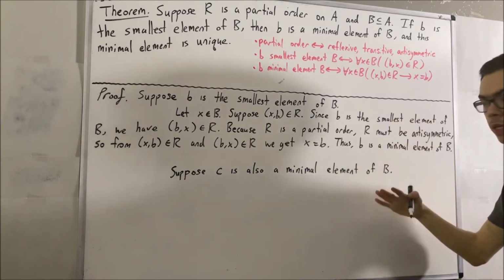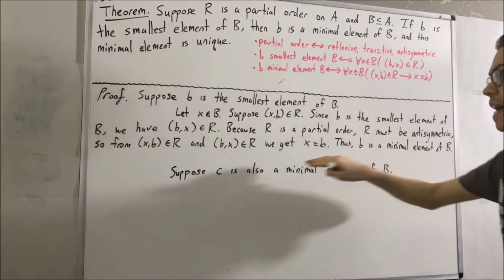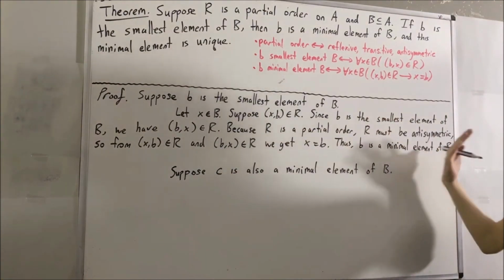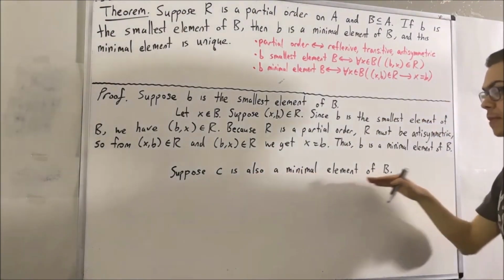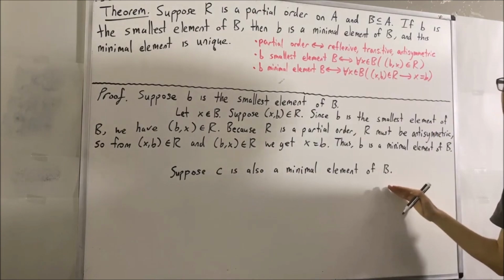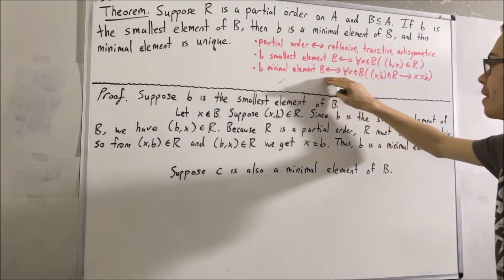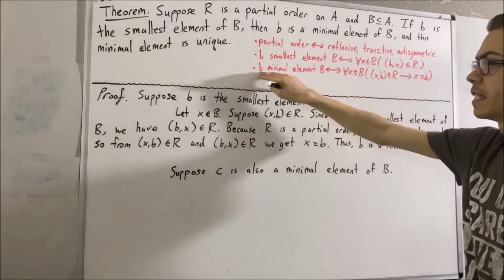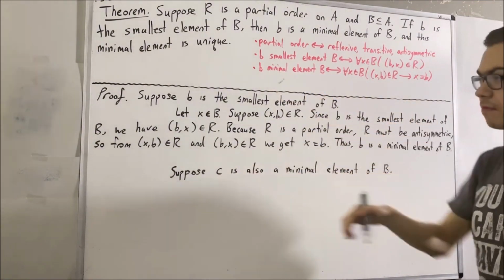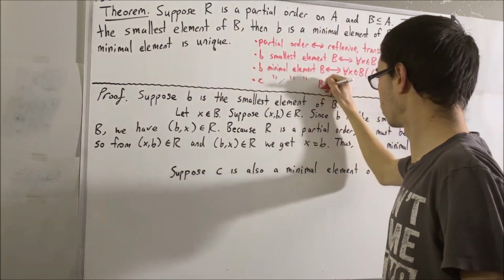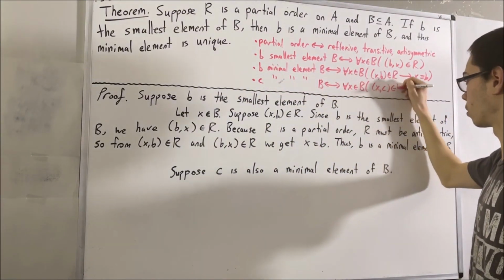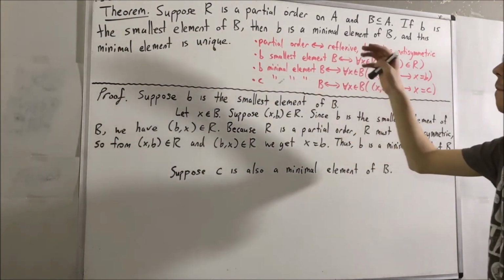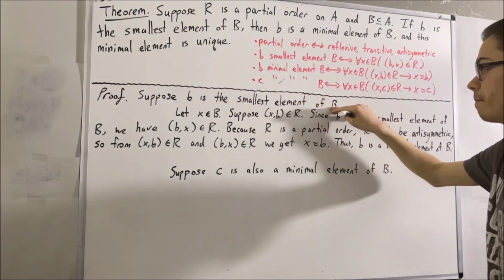Our whole goal now is to deduce that b and c are equal. But before we get into that, what does it mean for c to be a minimal element of B? Well, it means exactly the same thing that we have here. It's just that instead, I'm going to replace everywhere we see a little b with little c. Okay, we're going to start by using the fact that b is the smallest element of B.